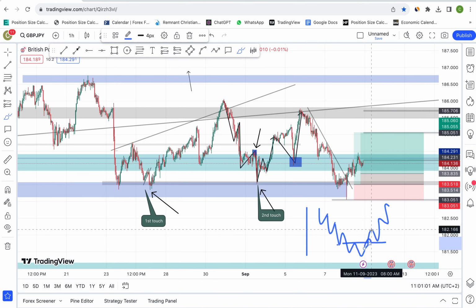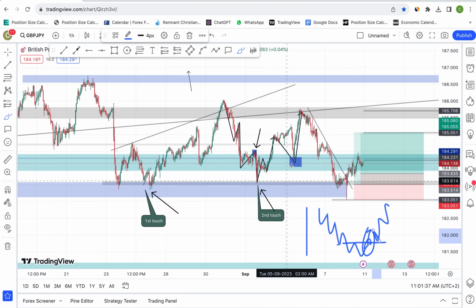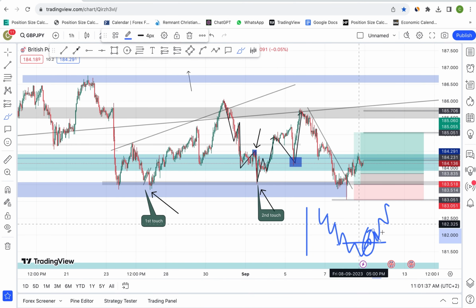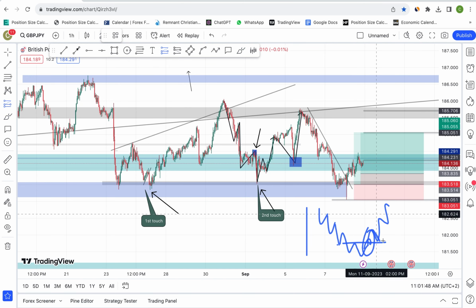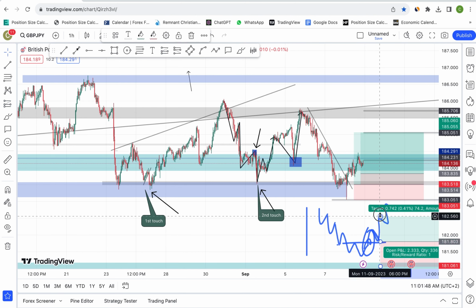After this break occurs right here, what happens? You will see a retest. You have to wait for a retest. You don't just jump into a trade. If you don't see a retest, don't go into the trade. Leave the trade, it's not for you. You have to wait for a retest, which is what happened right here in our trade. Then you buy here. You long in this area.